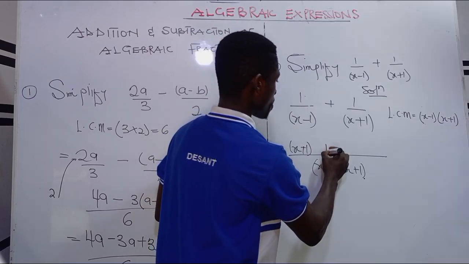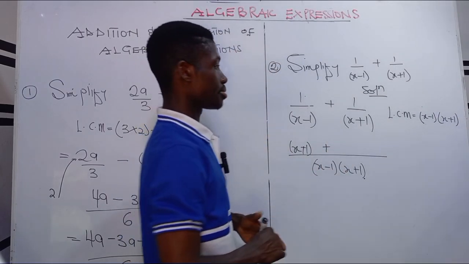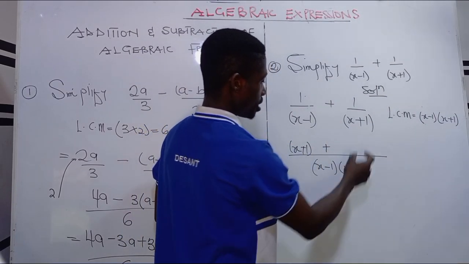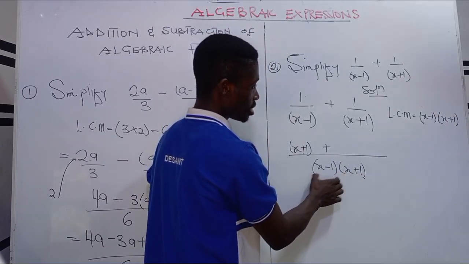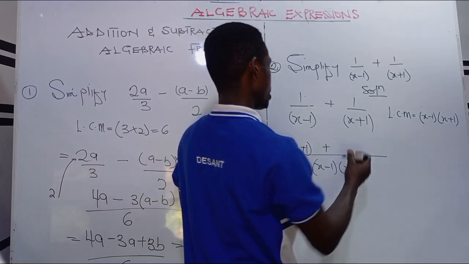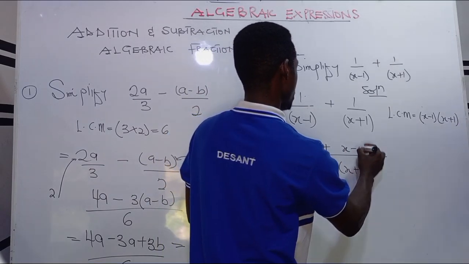Then we have our addition sign. Now this into the LCM will give us what? This, the minus. We are going to use this to multiply the LCM, and that is going to give us x minus 1.